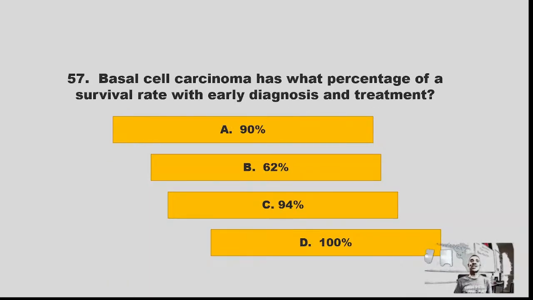Basal cell carcinoma has what percentage of a survival rate with early diagnosis and treatment? So, is it 90%? Is it 62%? Is it 94%? Or is it 100%? Now, we're talking about basal cell carcinoma and the percentage of survival with early diagnosis and treatment. What do you think? Is it A? Is it B? Is it C? Or is it D?